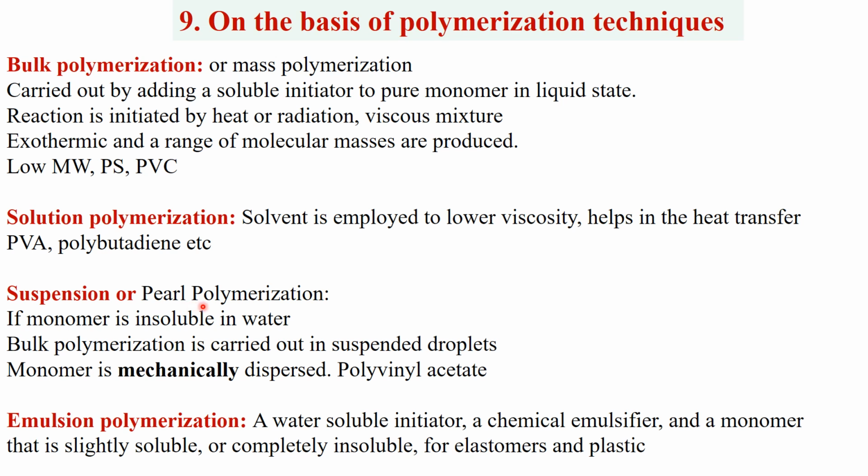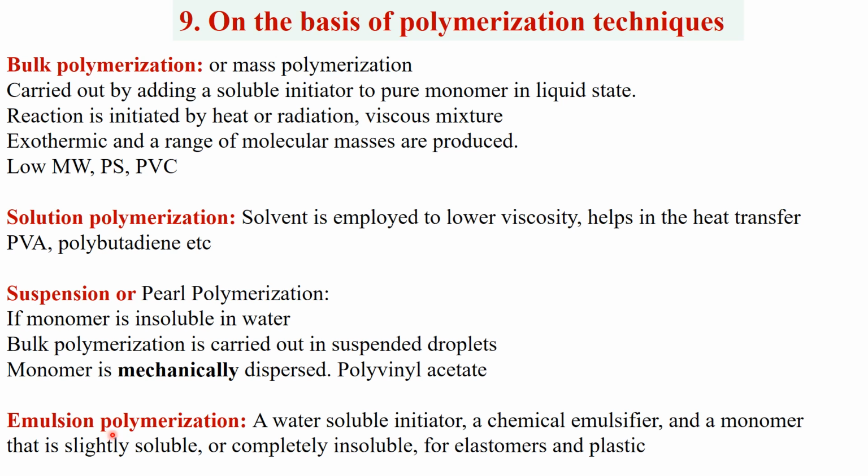Suspension or pearl polymerization or bead polymerization. This technique is employed if the monomer is insoluble in water. So the suspended droplets are polymerized. Here most of the process is a mechanical process. Monomer is mechanically dispersed. An example is polyvinyl acetate.